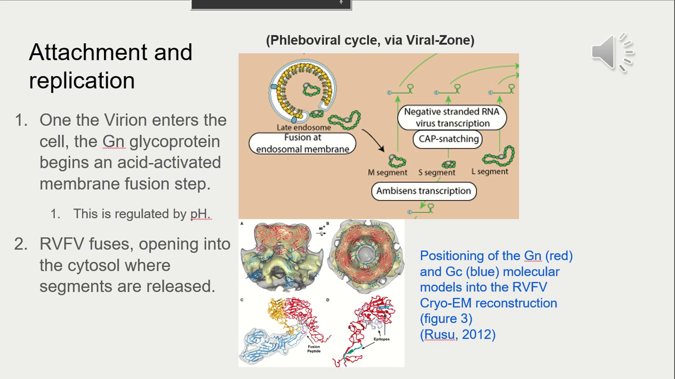Attachment and replication, moving forward. When the virion enters the cell, the GN glycoprotein begins an acid-activated membrane fusion step. This is regulated by a low pH. Rift Valley fever virus fuses, opening into the cytosol where segments are released. These diagrams describe the positioning of GN and GC. GN is red and GC is blue. These are the glycoproteins found on the virus.